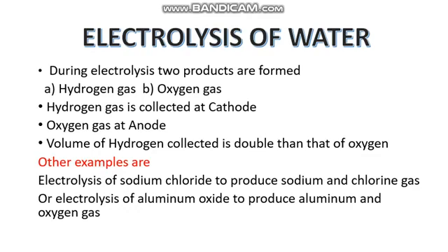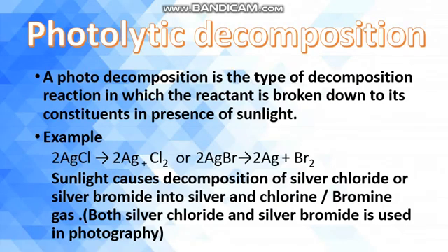Now in this kind of reaction, like you have earlier seen, one compound breaks up, here also one compound breaks up, but the agent is electricity. Initially we had done it with heat. Now this is the last, or the third, type of decomposition reaction. Here also the breaking down will take place, but this time the medium is different. This time it is in presence of sunlight.